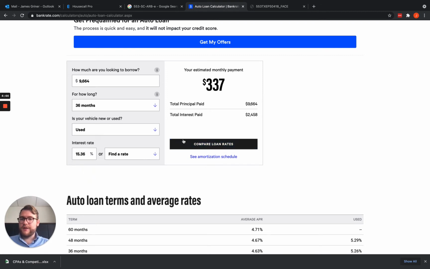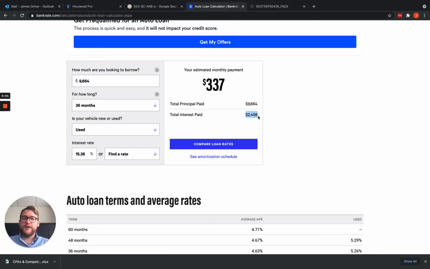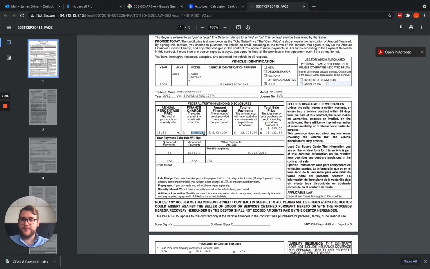So I'm going to pop that in there. And what we should get here is that total principal paid should match what we borrowed. Total interest paid should match or be very close to this number right here, $2,457, which it is. It's a few cents higher because this takes it all the way down to the cents. So we are looking at about 44 cents higher, but 44 cents isn't going to kill us.